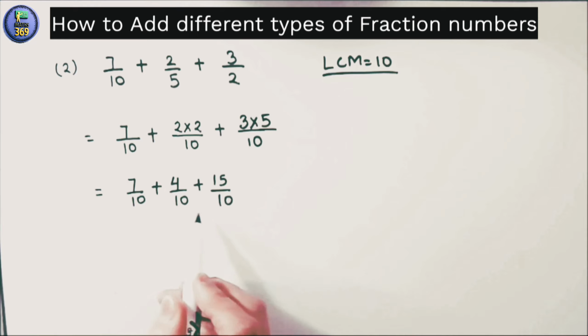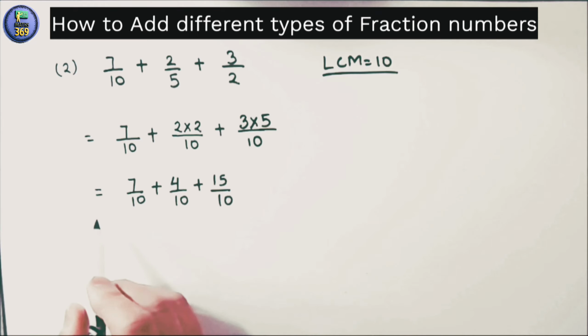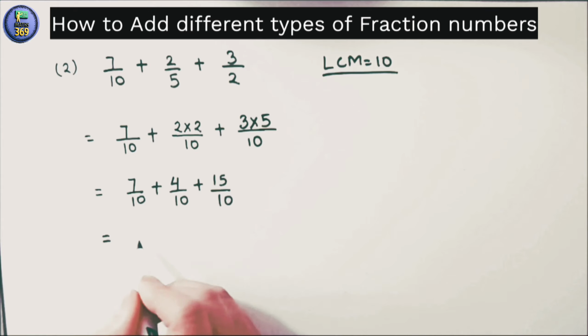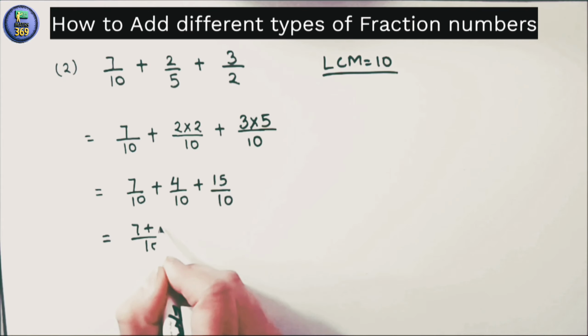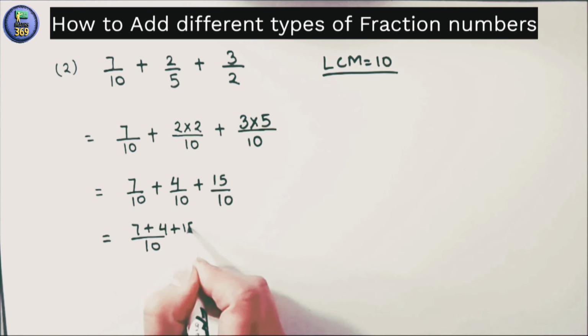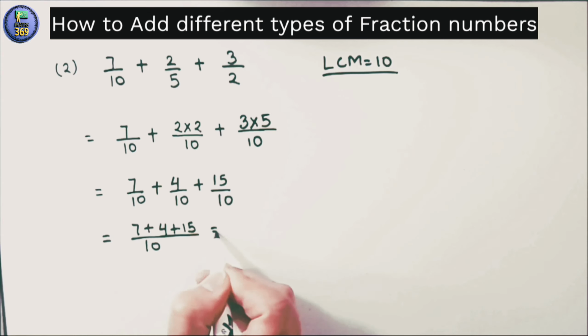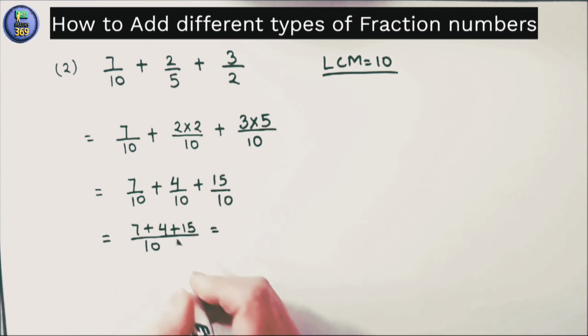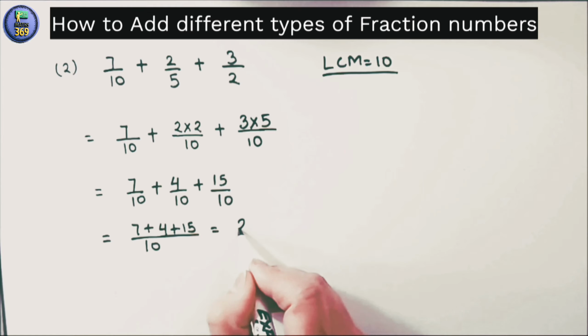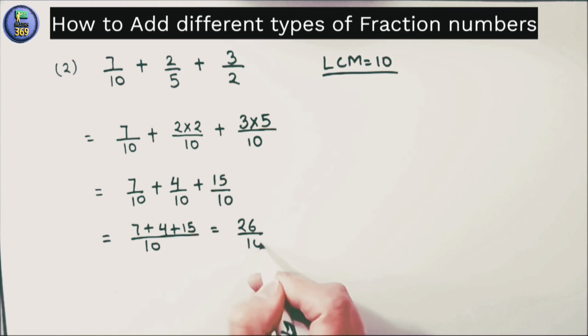Now these fractions have the same denominator. We can add all the three fractions directly with the single denominator. So this will be 7 plus 4 plus 15 divided by 10, which is equal to 7 plus 4 is 11 and 11 plus 15 is 26. So this is 26 by 10.